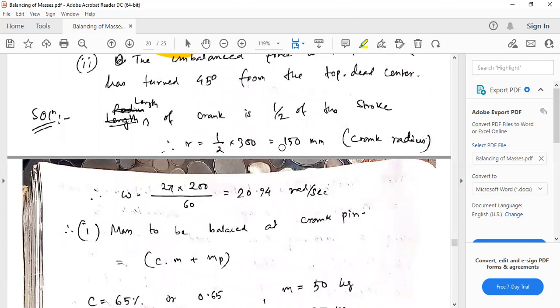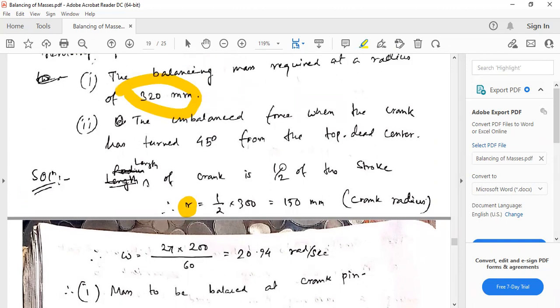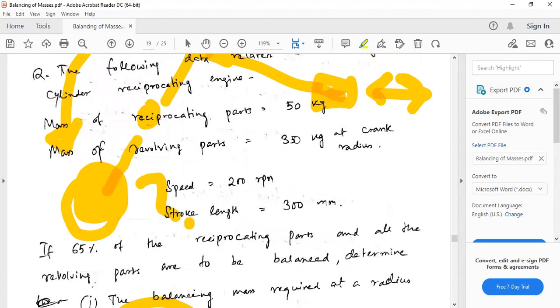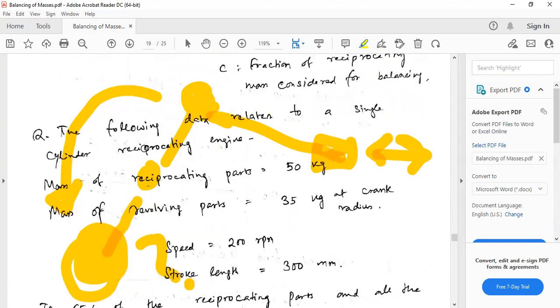That is what I told. So the radius of the crank plus the radius of the crank will be the total stroke, because of the top dead center and bottom dead center, because the crank is rotating. This is from the IC engine. So the radius of the crank can be found as 150 mm by dividing 300 by 2. That is the crank radius.